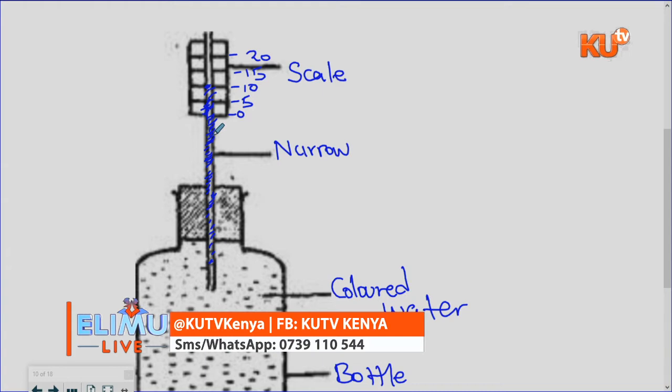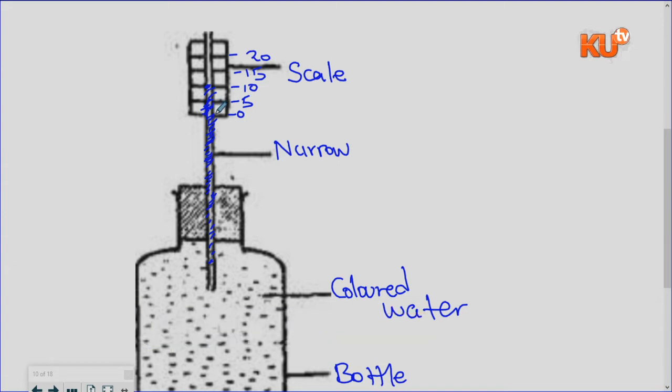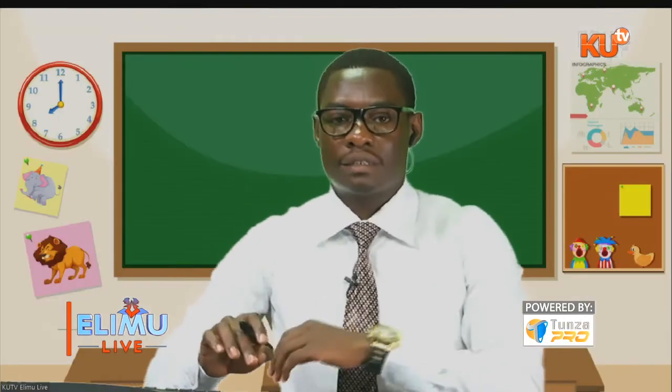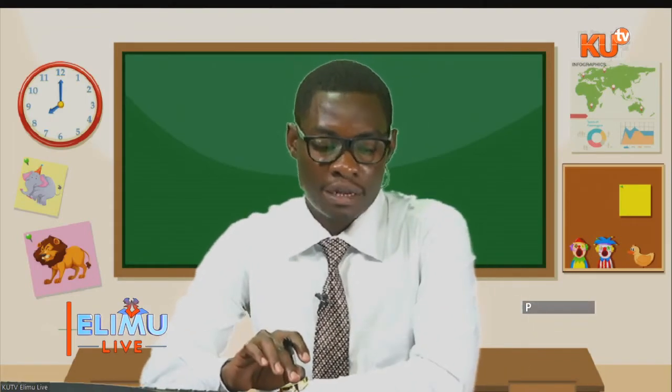The opposite is also the same. When the temperatures are too low, the water in the bottle will contract and it will start to move down. So when the temperatures are low, it moves down, and we'll also have a lower reading on the scale. So that is about a liquid thermometer.